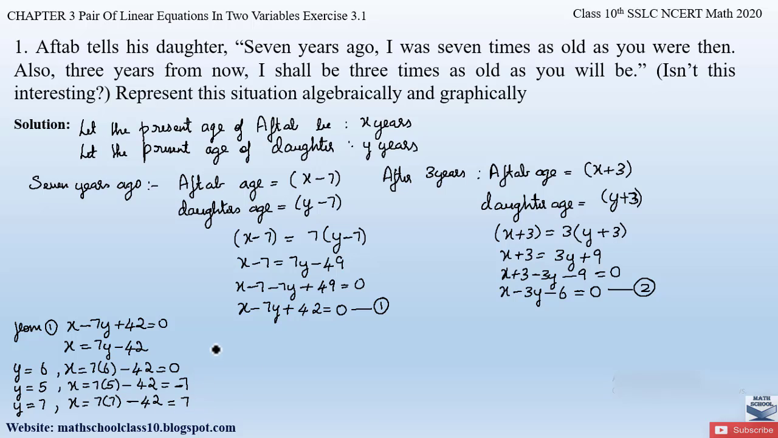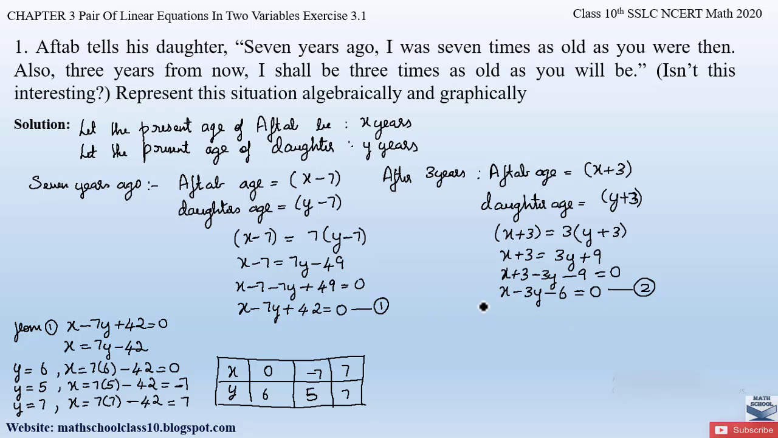So for these values, let us draw a table for equation 1. Writing x and y, for y equal to 6 we got x value 0, for y equal to 5 we got minus 7, and for y equal to 7 we got x value as 7. Now similarly, let us draw the table and find the values for equation 2.